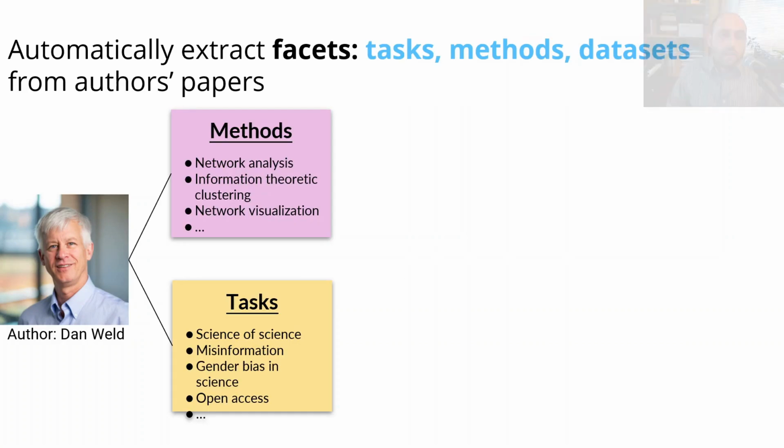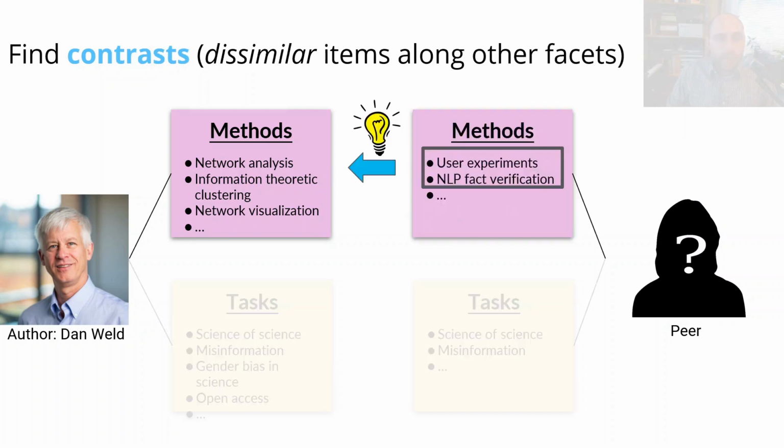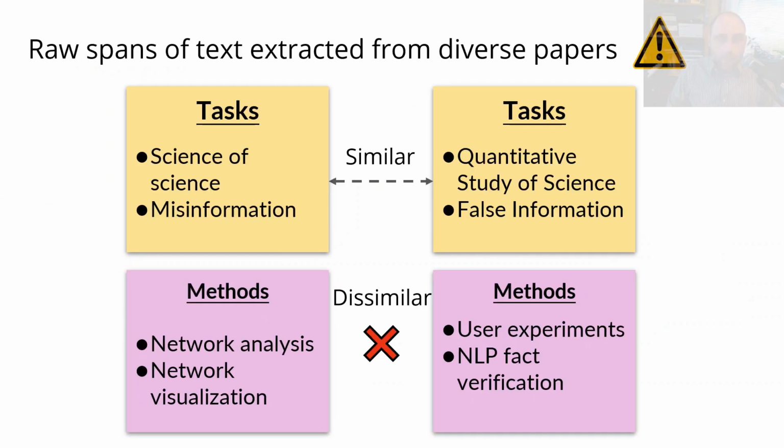For example, take Dan as an author. We first extract these facets we care about from Dan's papers, tasks, methods, and datasets, using information extraction models. We then find peers with commonalities along one dimension, for example, similar tasks. And then we find the contrast, peers who not only share commonalities, but also have contrasts such as new methods that can potentially inform Dan's work in novel ways.